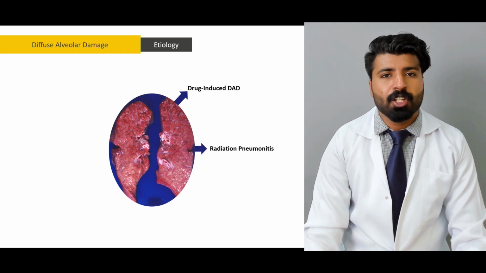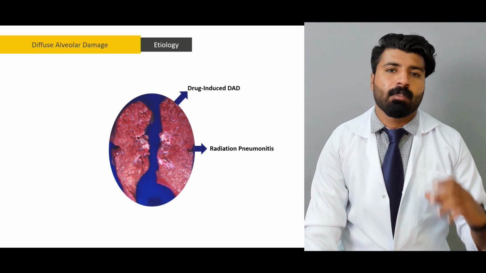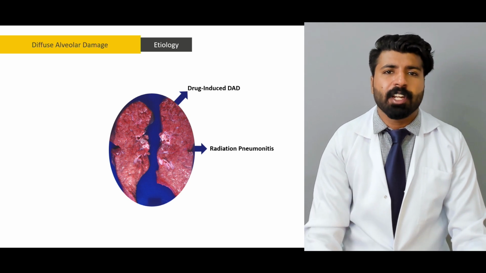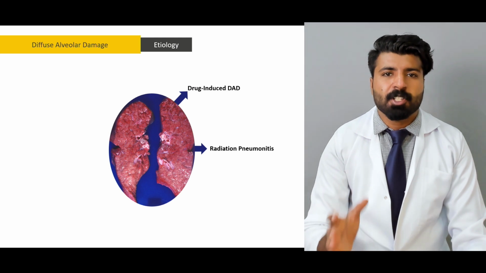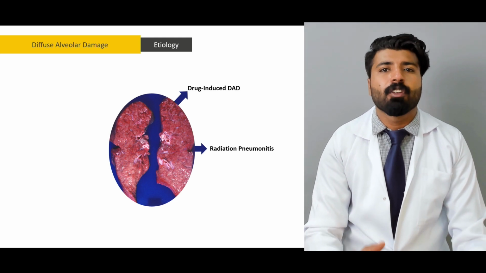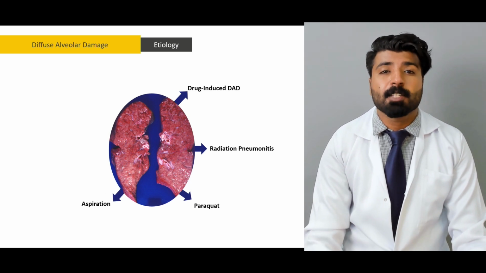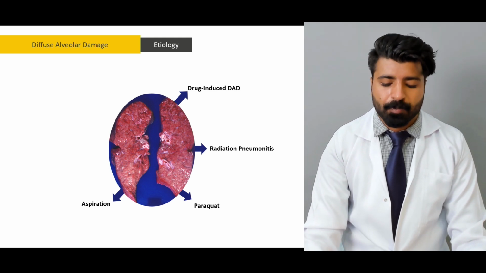Next one, we have radiation pneumonitis. If a patient got, for example, breast cancer, and it was not a big lump, it was caught in early stages, and the patient is subjected to radiation, there is a very probable chance that the patient is going to get diffuse alveolar damage. Next one, we have paraquat. We all know what that is. Next one, we have aspiration. Aspiration of the gastric contents can lead to this disease.